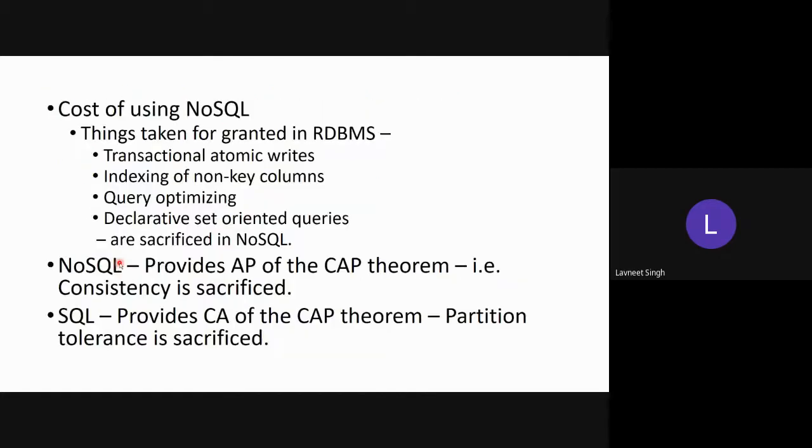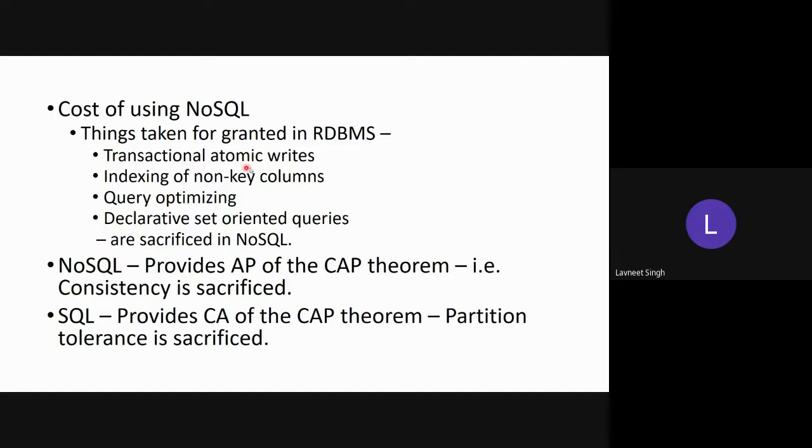So if you have non-key columns, you can index them in RDBMS for faster query. Not possible in NoSQL. Query optimization, not possible in NoSQL. Declarative set oriented queries are sacrificed. All these things are sacrificed in NoSQL. So these things are not available in NoSQL, which are granted or are considered to be first class citizens in RDBMS. So that is the reason.